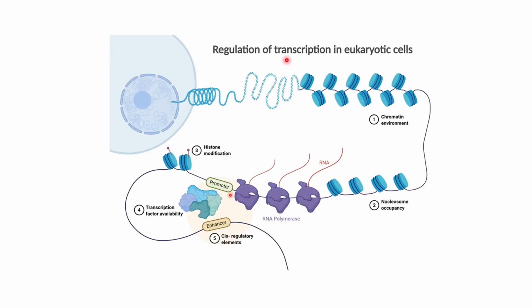Now we will talk about transcription. Transcription is the process in which DNA is converted into RNA. In transcription, there are various factors which promote and regulate the transcription process. One is the chromatin environment, that is, how the chromatin is associated, whether it is loosely packed or a highly accessible region.